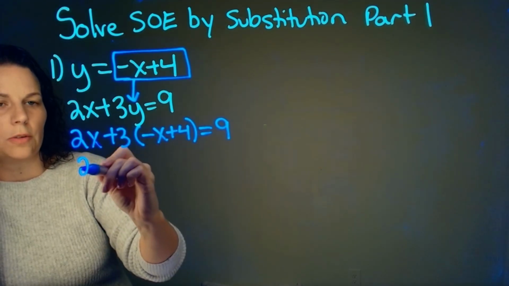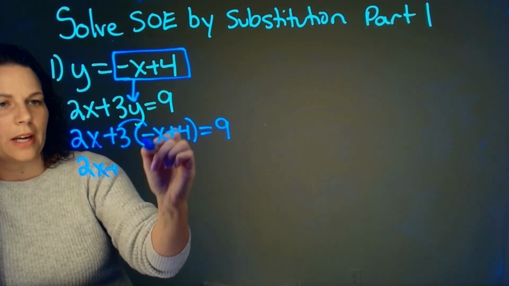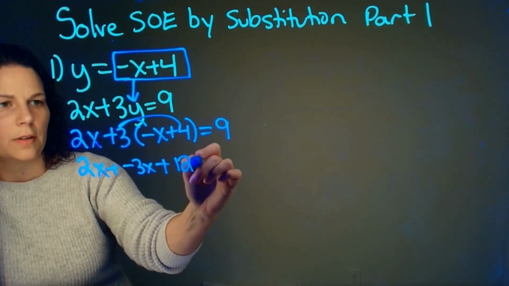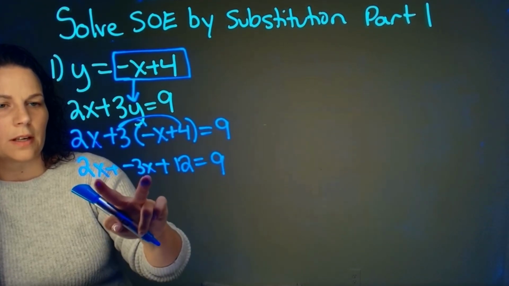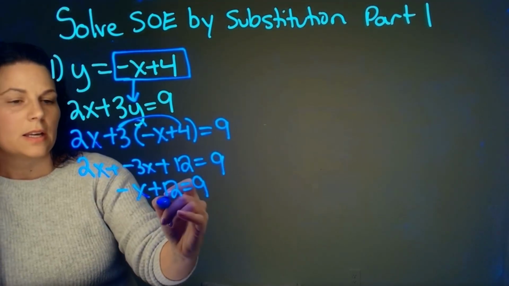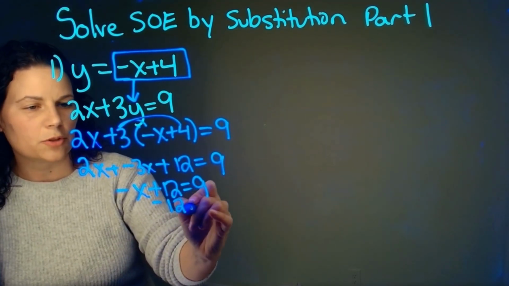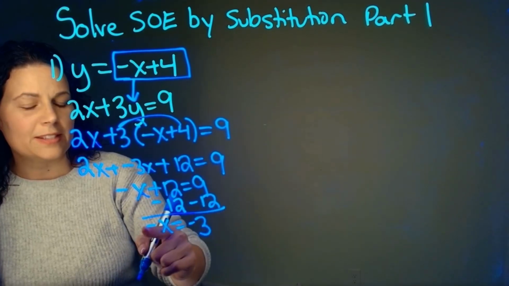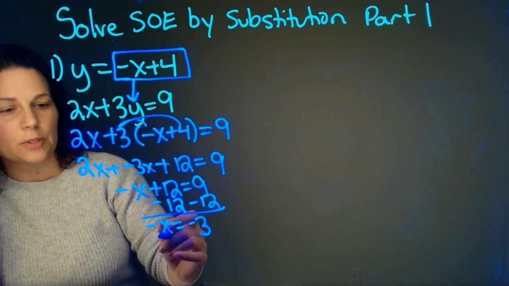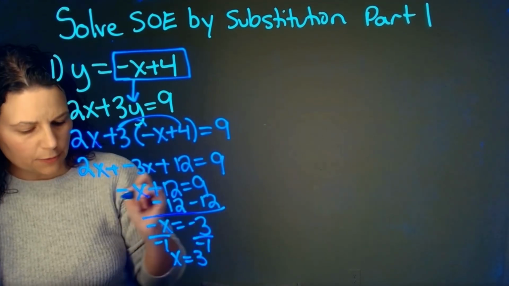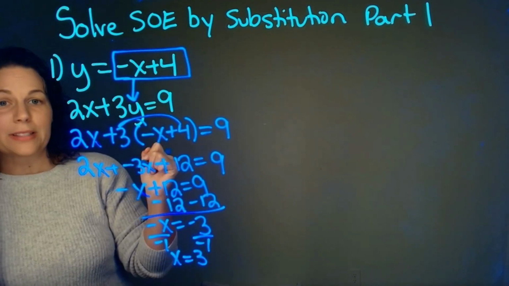Now let's distribute. 3 times negative x is negative 3x. 3 times 4 is 12. This is going to combine to give me negative x plus 12 equals 9. Get the x by itself, so we need to subtract the 12. And then this is negative 1 times x, so we're going to divide by negative 1. So x is 3 for this one. Yay, that worked out nice and pretty.